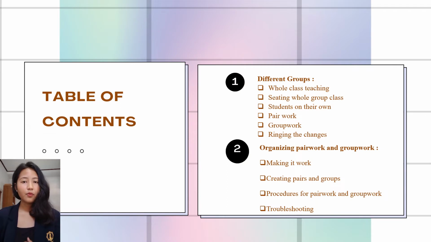And for this topic, there are two. The first is different group, and the second is organizing pair work and group work.